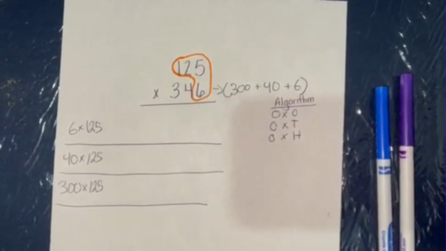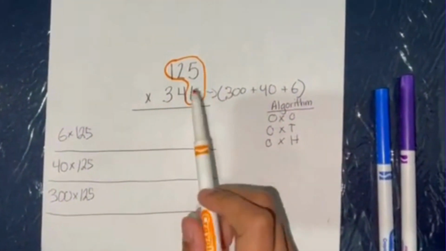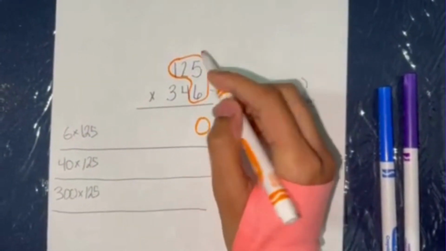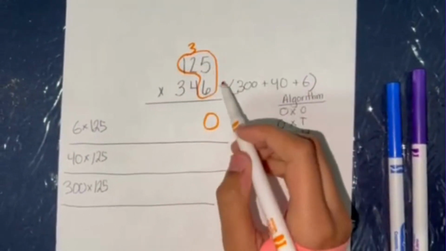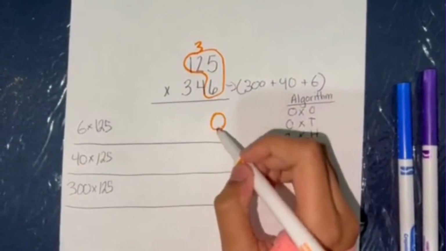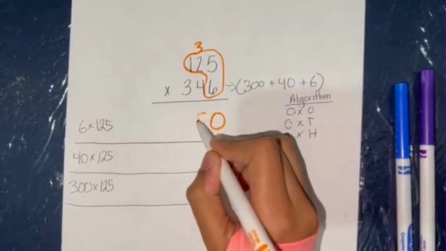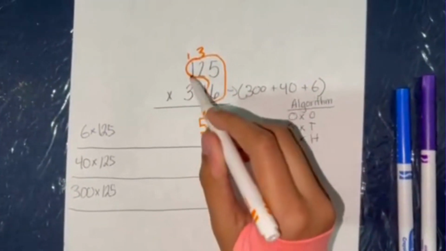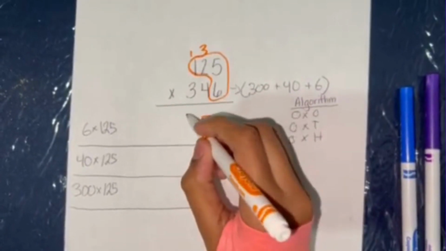Let's start multiplying. 6 times 5 is 30. We're going to have to carry. We're going to put the 0 here and carry the 3. 6 times 2 is 12, plus 3 is 15. And again, we're going to have to carry. 6 times 1 is 6, plus 1 is 7.